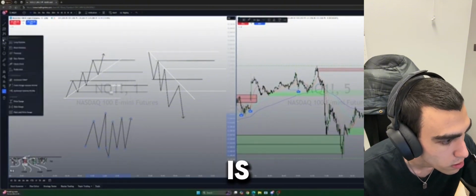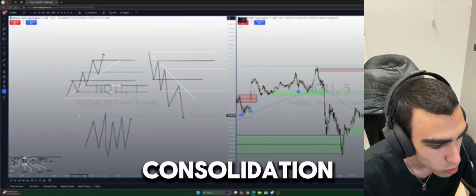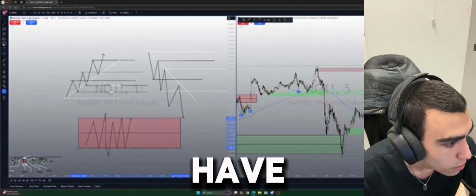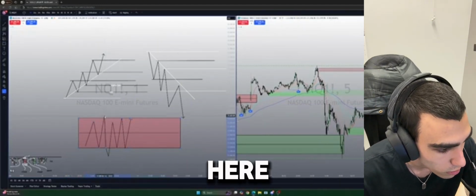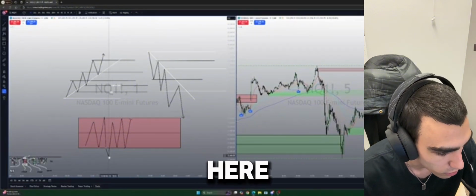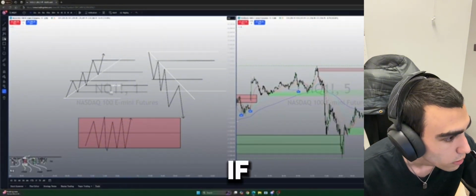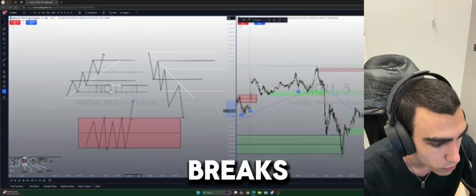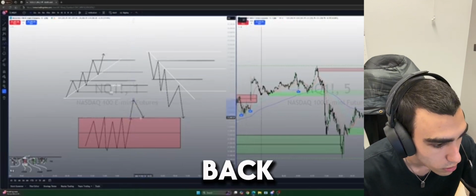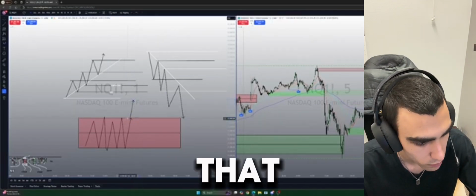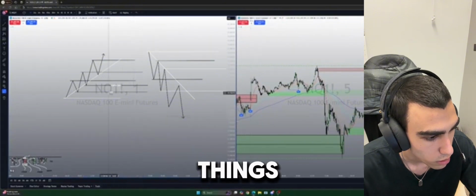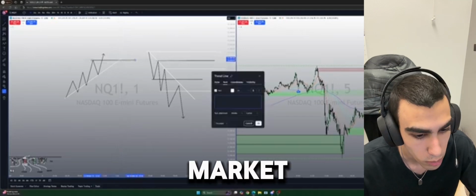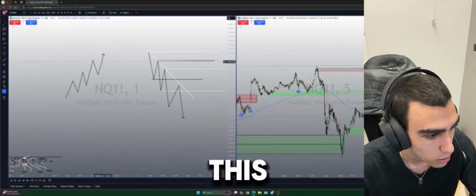Now, what exactly is this? This is your consolidation area. This is basically chopping. What do you trade in this? You would only trade if price decides to have a breakout. Price breaks out, and then you'd wait for a re-entry back into here. So those are the three things that we're going to be learning: higher highs, lower highs, and consolidation. Now I'm going to show you what it can look like in the market. I just have to delete all this real quick.